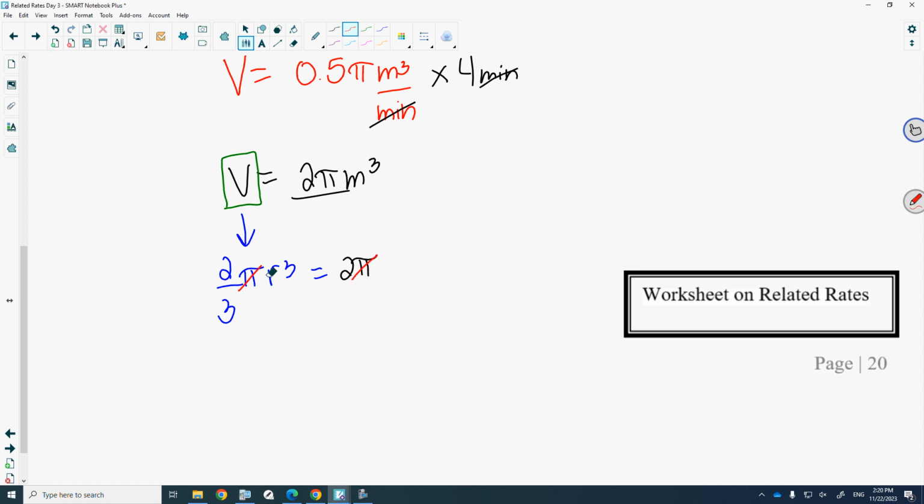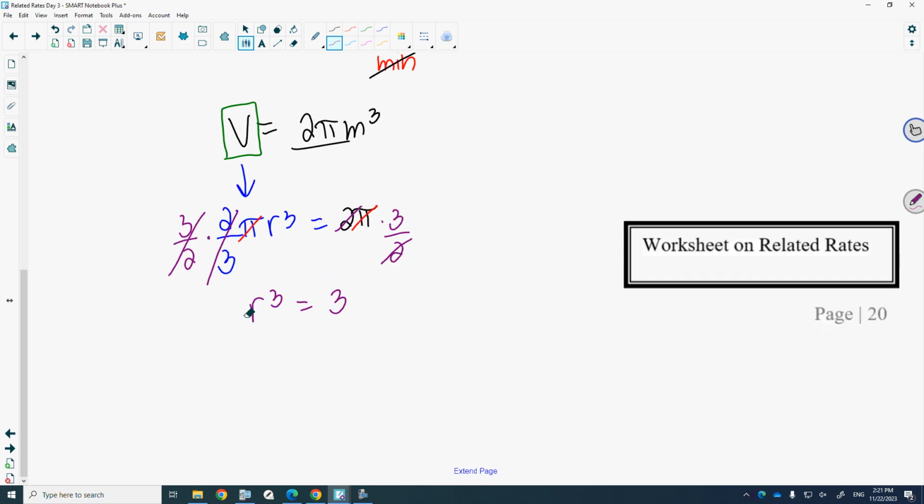I want to get r by itself, so I'm going to get rid of this 2/3 by reciprocating it. I'm going to multiply this side by 3 over 2 and multiply this side by 3 over 2. Then 2 over 2 over here will cancel, and this will cancel. So now I've got r cubed is equal to 3. And I need to get r by itself, so I'm going to cube root this side, and cube root that side. So the radius is the cube root of 3.